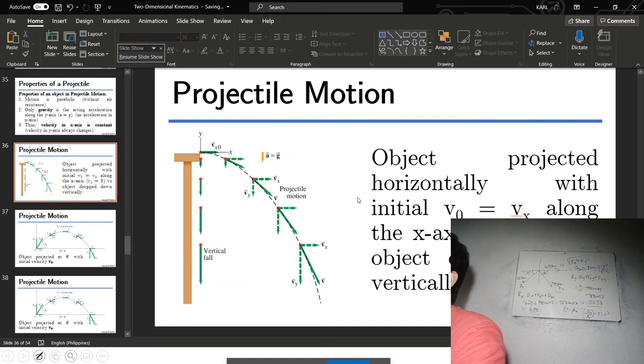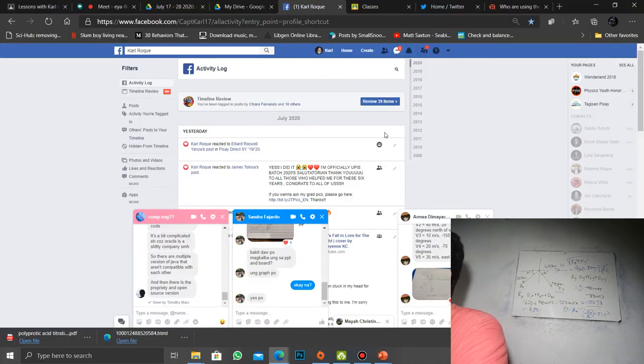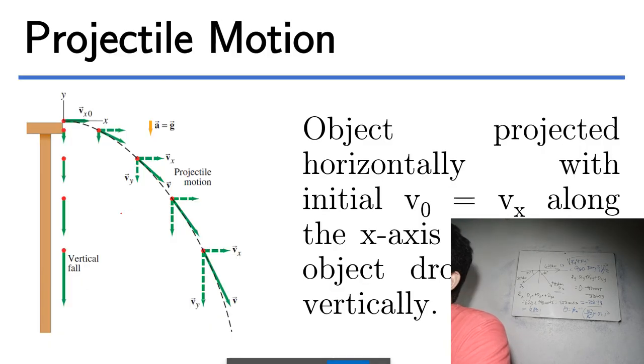So sige, let's look at two distinct cases, no? Ito yung una, no? An object projected horizontally with initial velocity V0 or Vi, ang V0 is Vi din, ha? Initial velocity equals Vx along the x-axis. Walang angle. So, walang velocity siya sa start sa y-axis, versus object dropped down vertically.